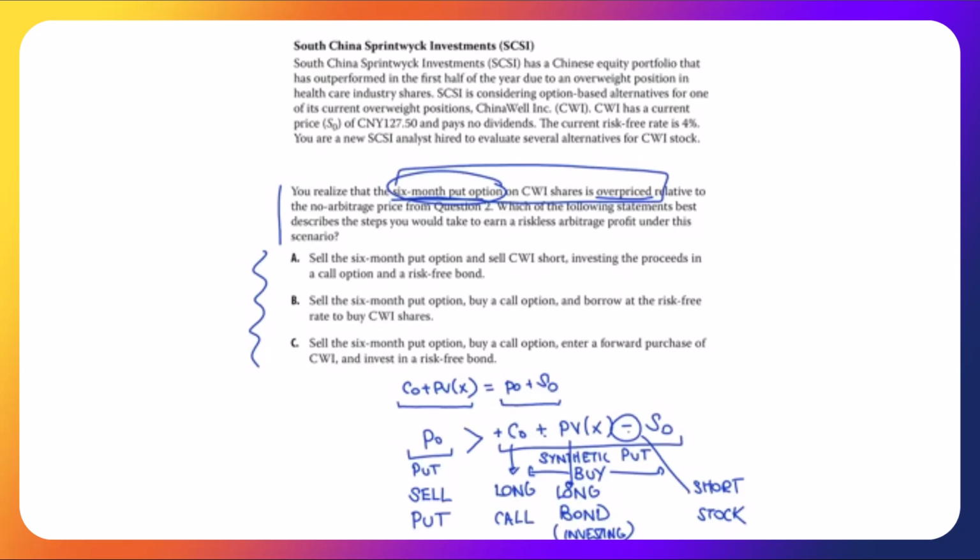A, sell the 6-month put option. Sell the put, yep. Sell CWI short, short the stock, yep. Invest the proceeds in a call option, long call, yep. And a risk-free bond, buy a bond, invest in a risk-free bond, yep. It's A, looks good. B, sell the 6-month put option, yep. Buy a call option, yep. Borrow at the risk-free rate, no. We are investing in a bond. Buy shares, no. C, sell the 6-month put, yep. Buy a call option, yep. Enter a forward purchase of CWI. No, we want to short the stock, so no. Invest in a risk-free bond, yep. Those two are wrong, it is A.